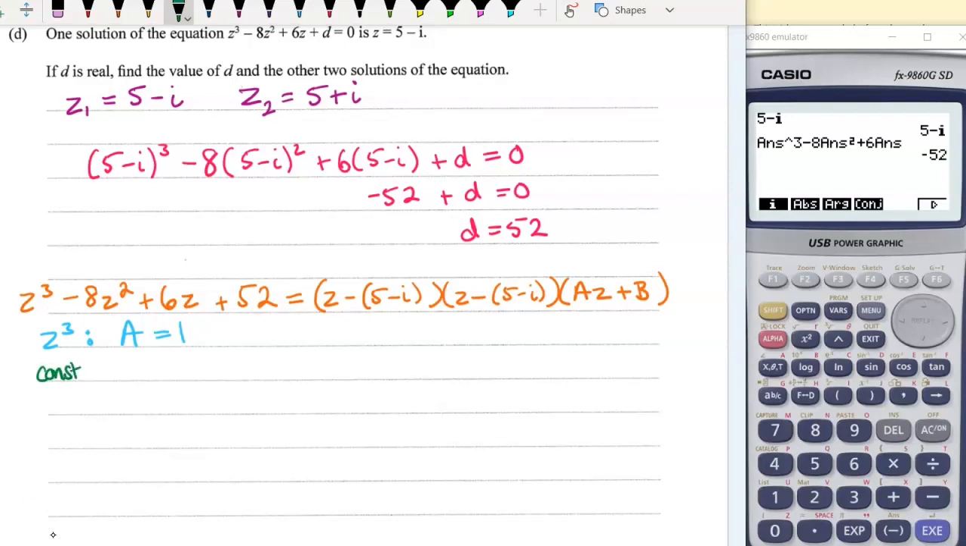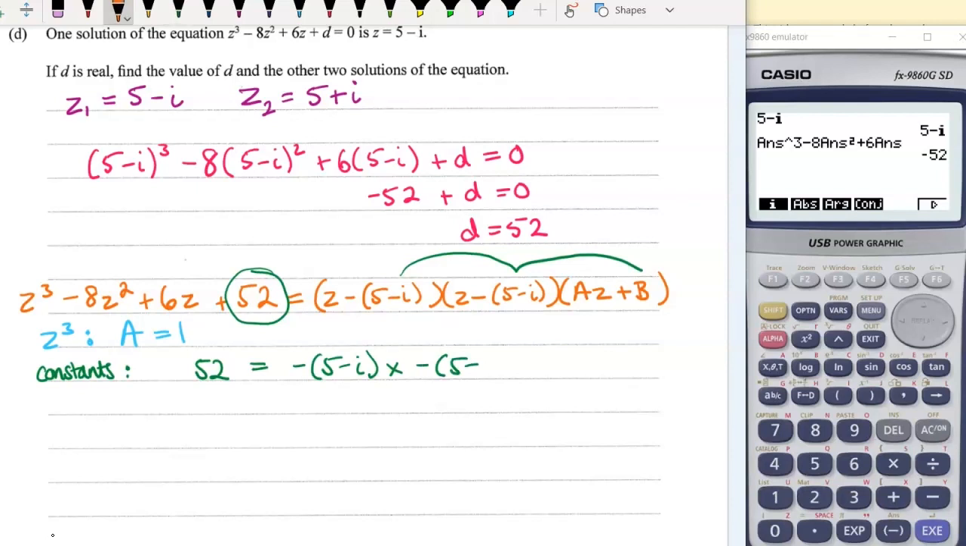Next, look at the constants. It's always easiest to start with the first term and the last term of a polynomial. So we've done the first term. Now let's look at this last term. The 52 can only be made by timesing together the 3 constants that we have on the right. So 52 will be equal to minus 5 minus i times minus 5. Oh, I've made a mistake, I just noticed. One of those should have been a plus right there. Okay, minus 5 plus i for the other root, times by b.